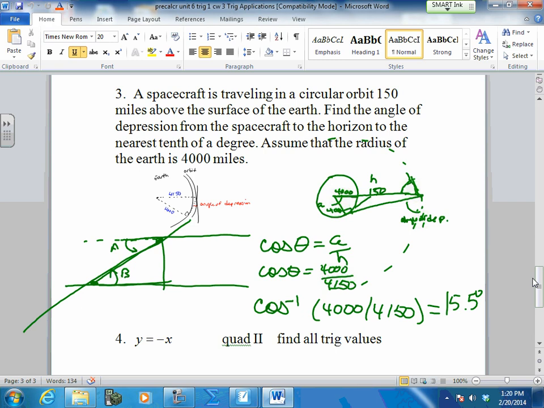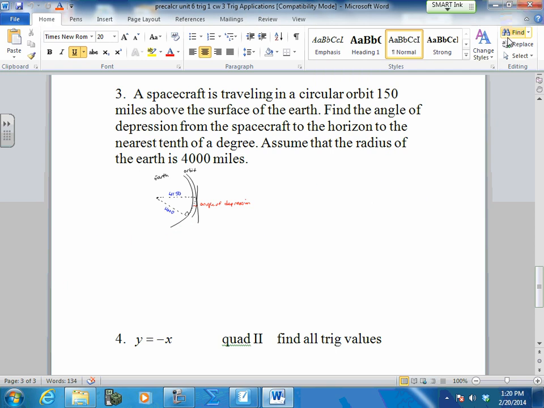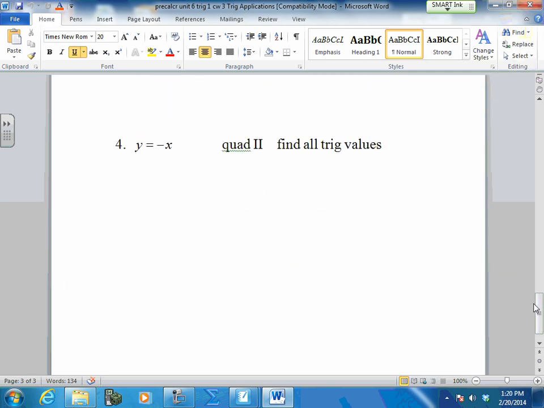And the last one, everybody good with this so far? Is there one more on the paper? Oh, there is one on the bottom. Now, I said in quadrant 2, find all 6 trig functions. And all I gave you was a line y equals negative x. So we graph the line. So, Ricky, where is the line y equals negative x? Yeah, this way. And what does it do to this quadrant? It cuts it in half.